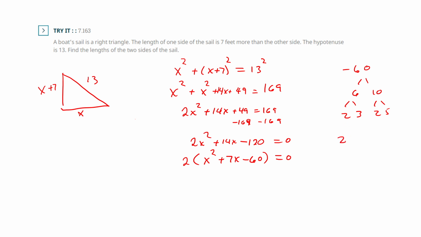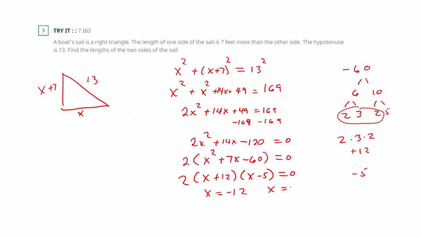Yeah, so it's actually 2 times 3 times 2 gets me 6, and it gets me 12. So I'm going to use these three grouped together and 5 by itself. If one is positive and the other negative, that will create a 7 in the middle. So I now have 2, x plus 12, x minus 5. 2 is never going to be what's causing this to be 0, so I only have to solve these two.